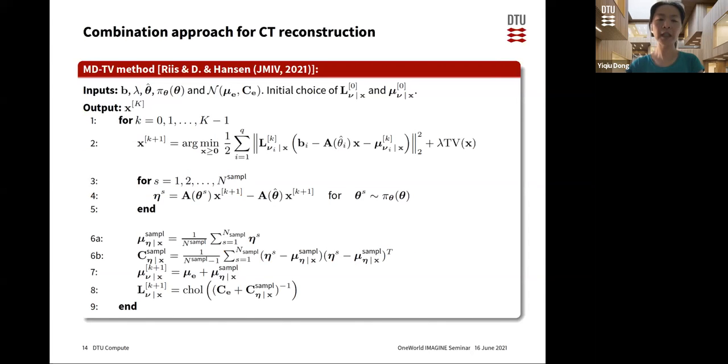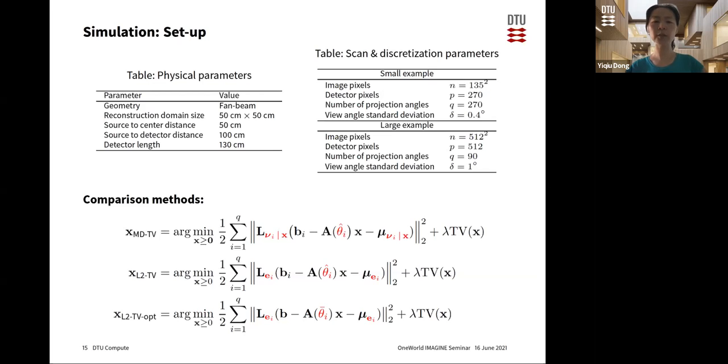So now we come to the algorithm. Basically, first we give the initial guess of L and nu. For example, from the start we can just assume only measurement noise, and use that as initialization. Then we get a reconstruction. After we get a reconstruction, we draw a sample of theta. Then according to the current iterate of X, we can calculate the sample of eta. Then we calculate the sample mean and the sample covariance, then get nu and L to update the least squares term in the variational model. Then we alternately update X and also L and nu. That's the algorithm.